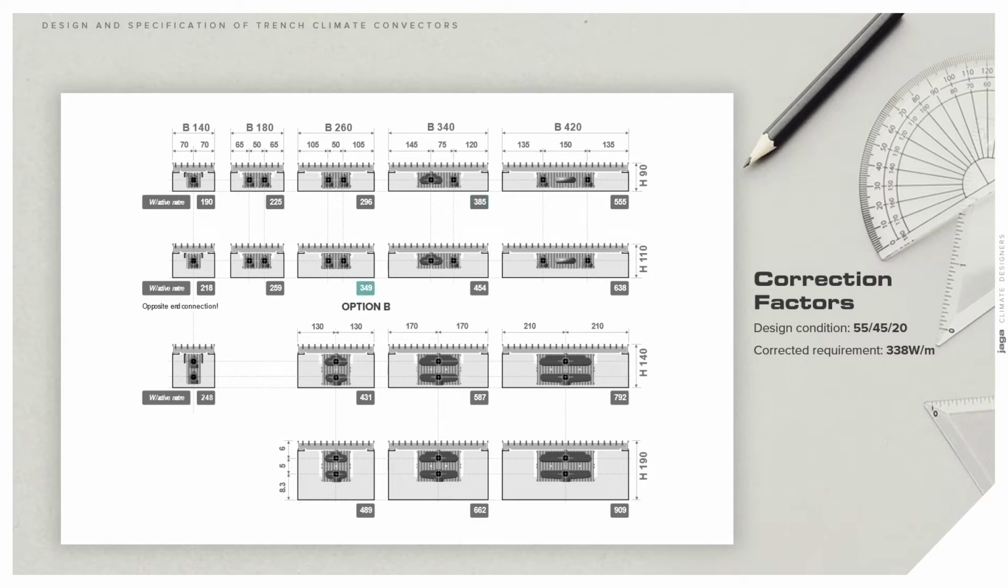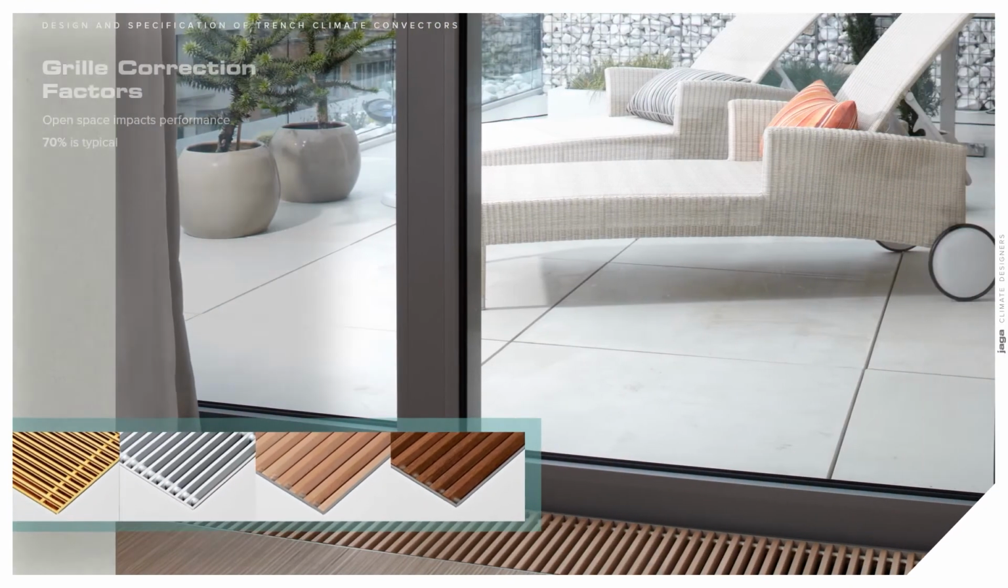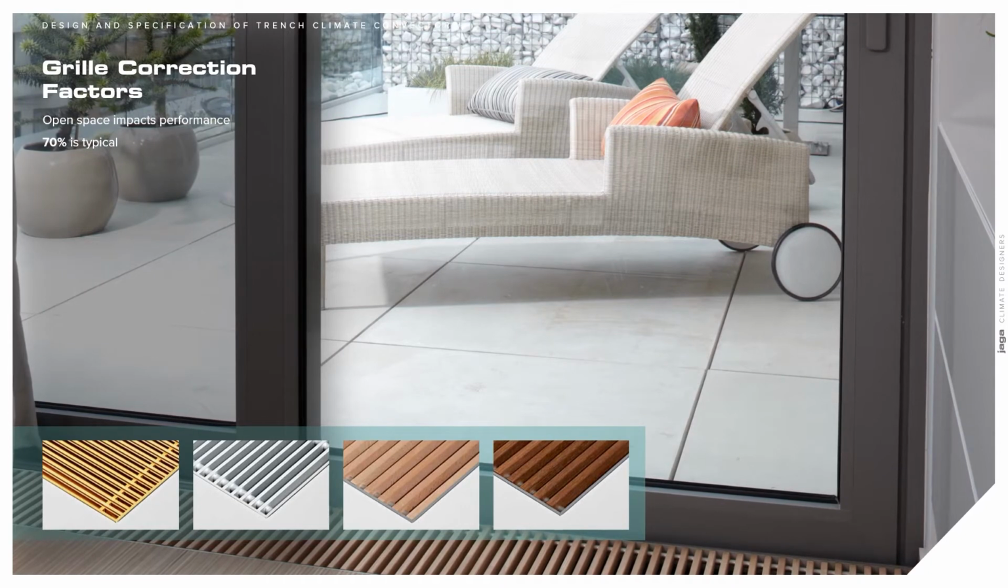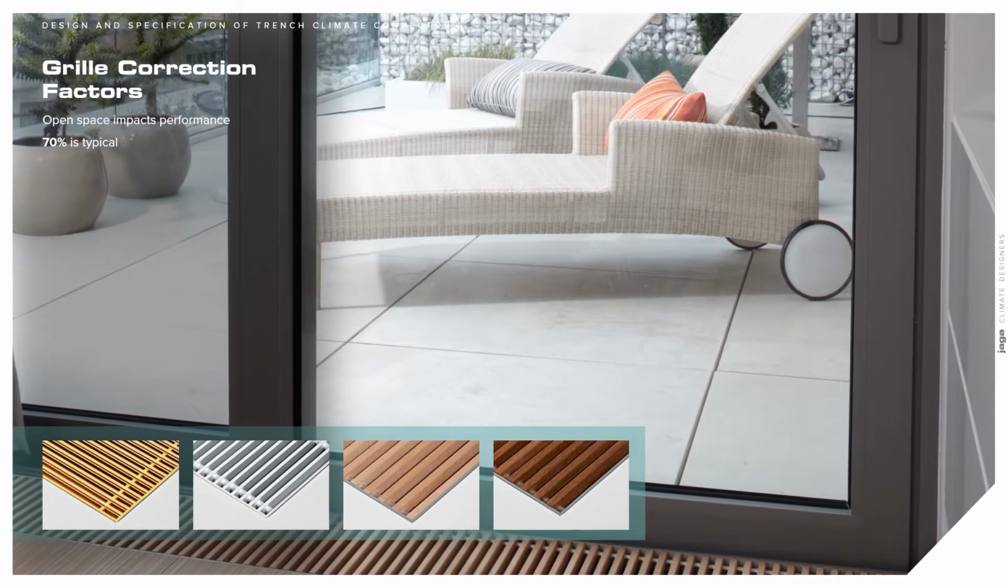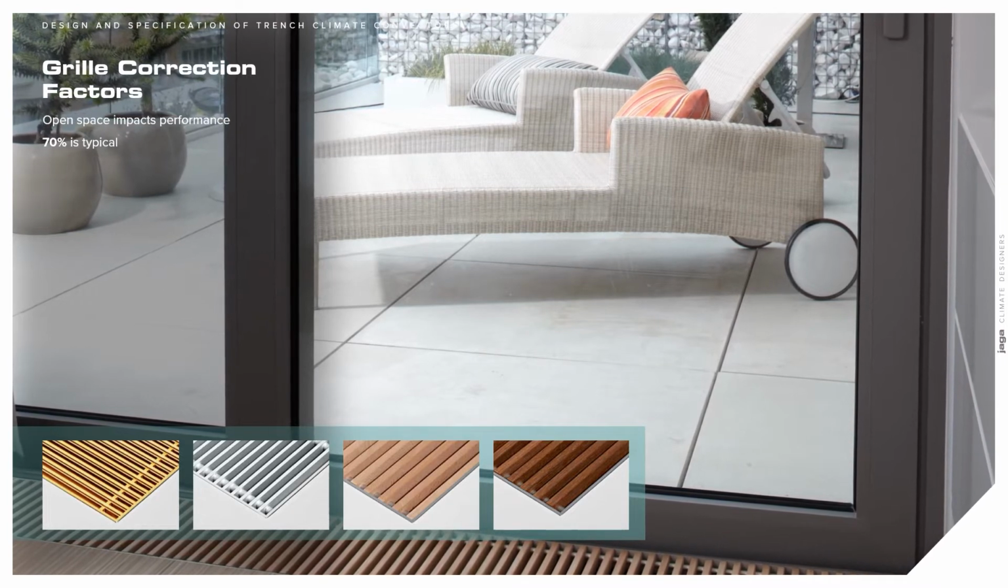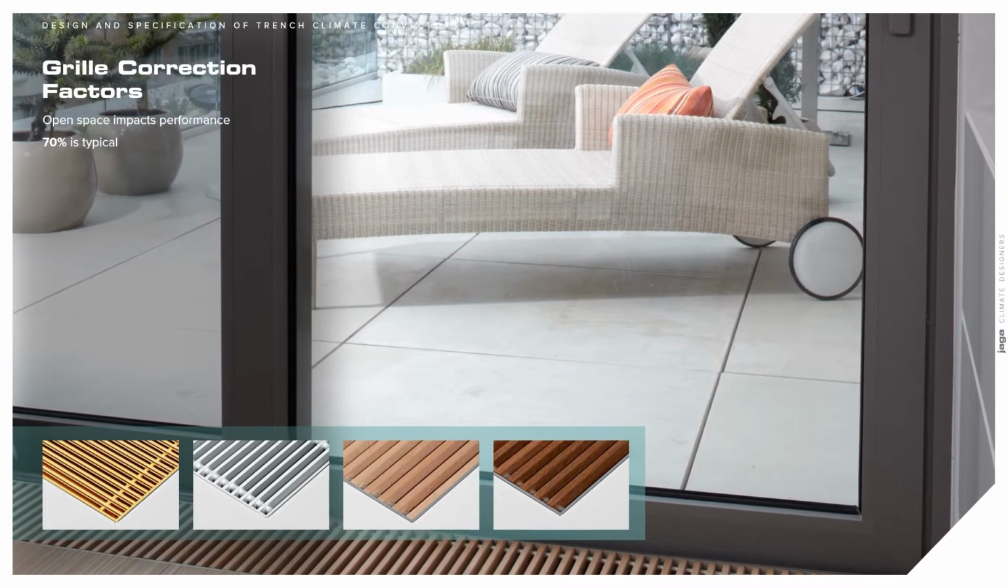B, a unit with a height of 110 mm and a width of 260 mm will provide 349 watts per meter, or 174.5 watts per meter at 55-45-20. The final consideration should be that of the finished grille. This is of major importance to the architect and building owner. The selection will need to look great, match the building decor, and of course be practical.